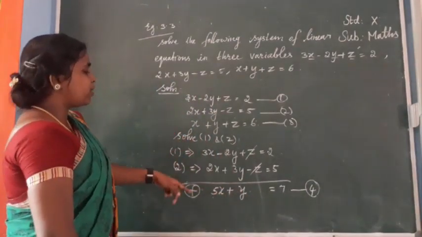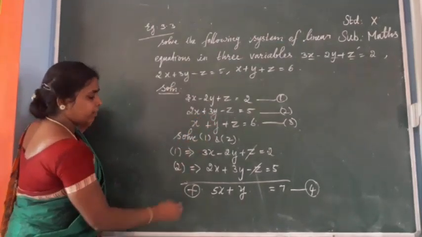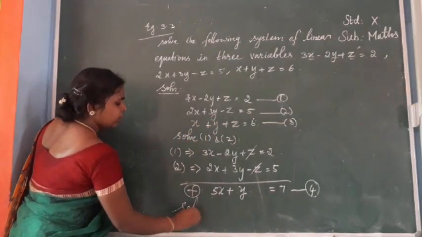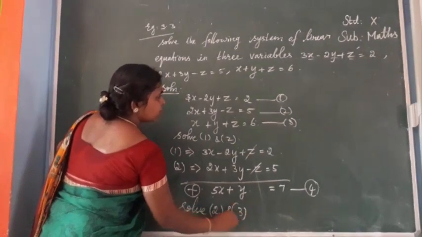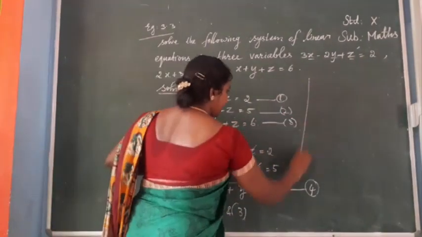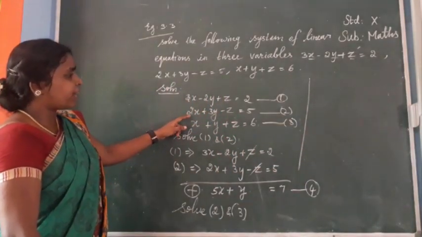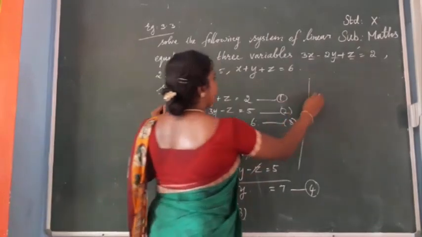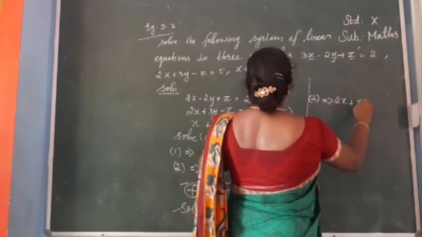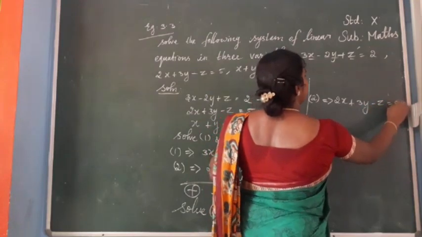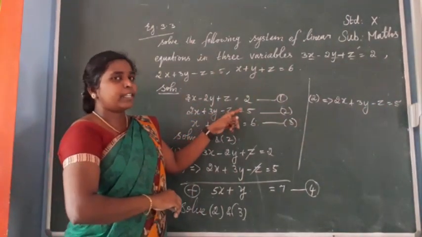So one more equation we need. For that we are going to use the second and third equations. Solve 2 and 3. So okay, you see, the second equation, here also no change, whatever is there, that one only we are going to write. The second equation, 2 implies 2x plus 3y minus z equal to 5.